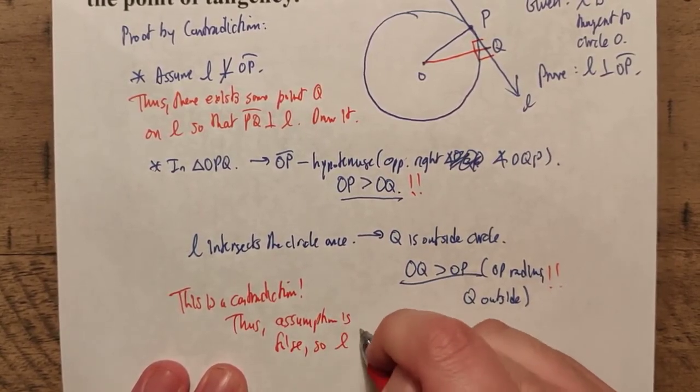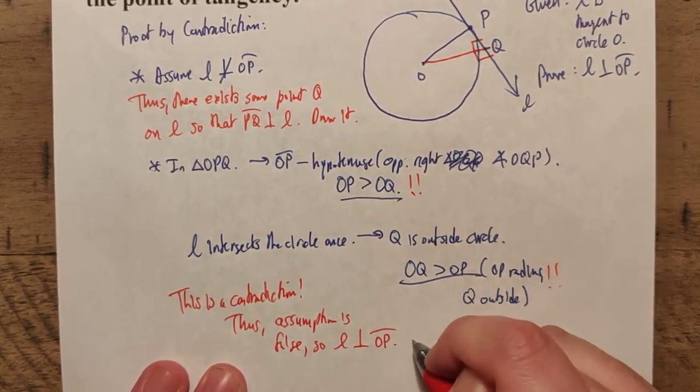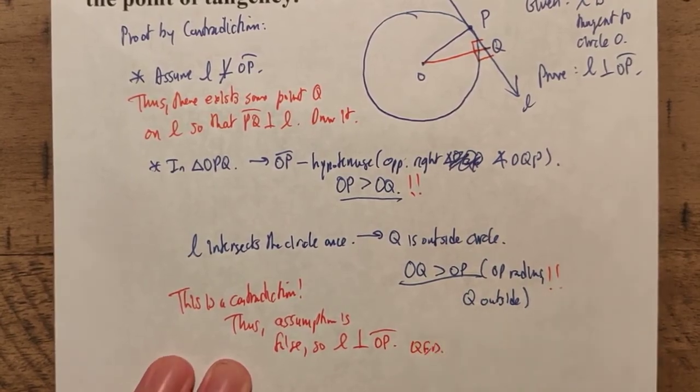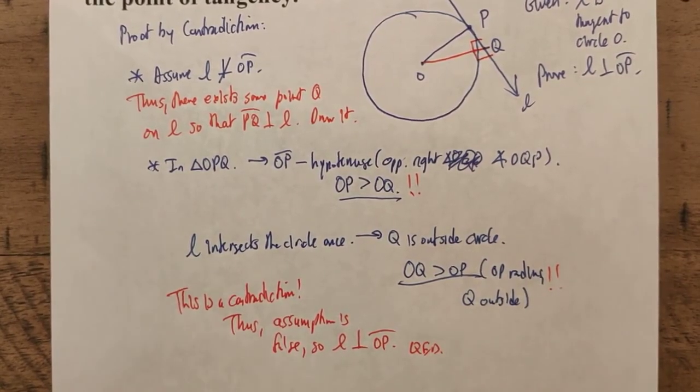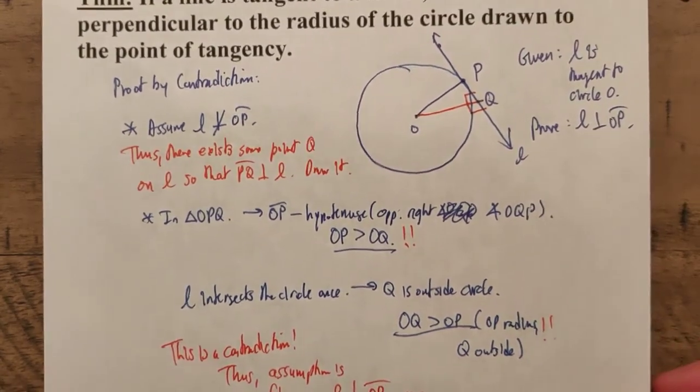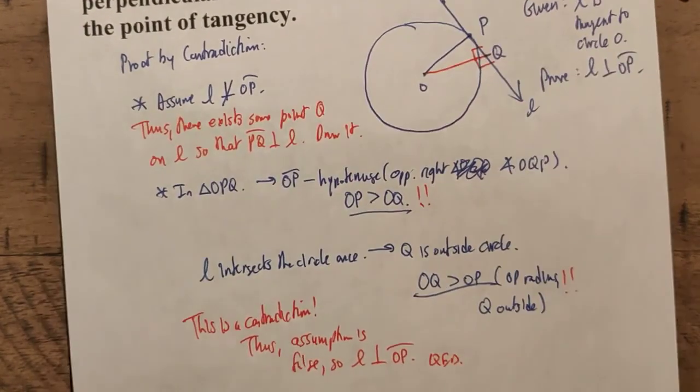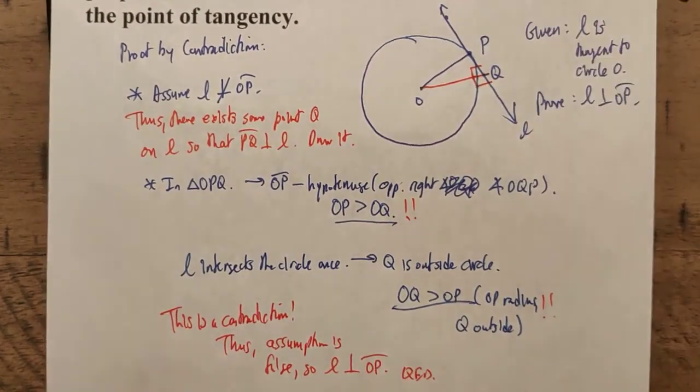So we know that L is perpendicular to OP. And we're done. So as you can see here, this proof actually works out very nicely. It's just a straight up proof by contradiction, and it works out very, very nicely here. You have something that looks like this.